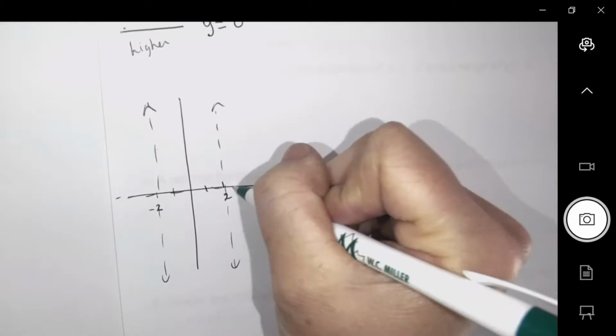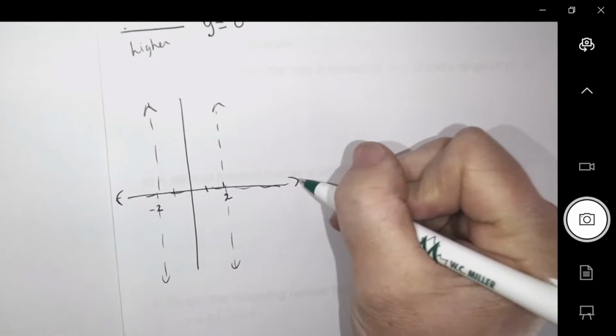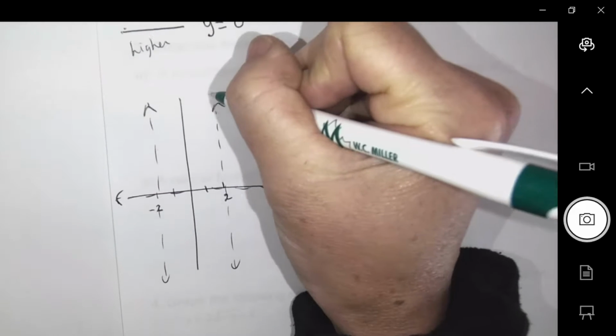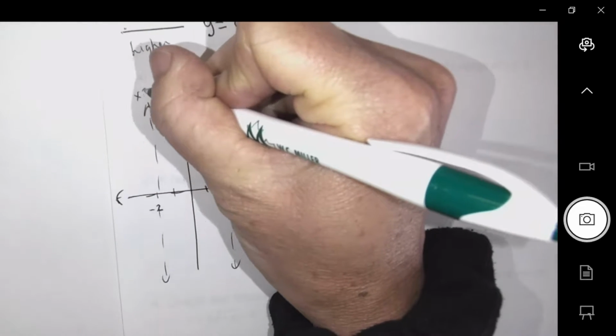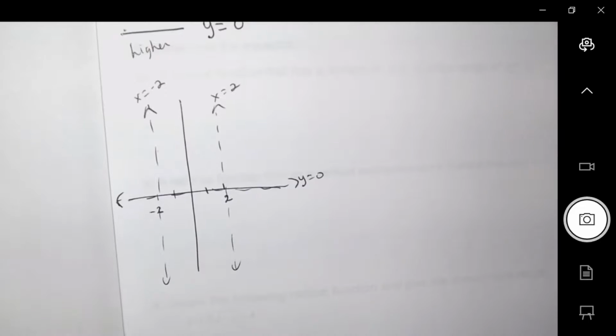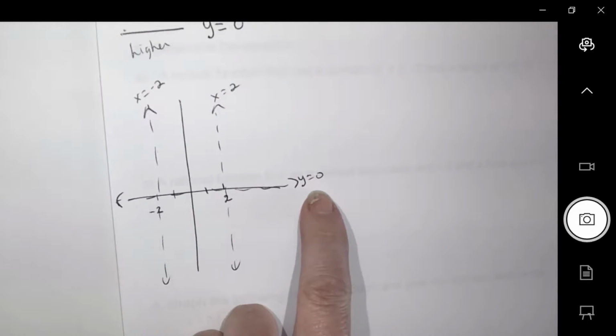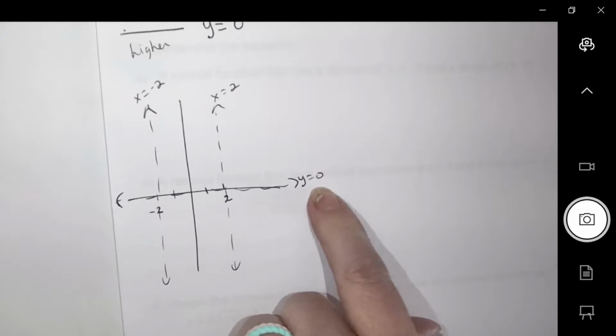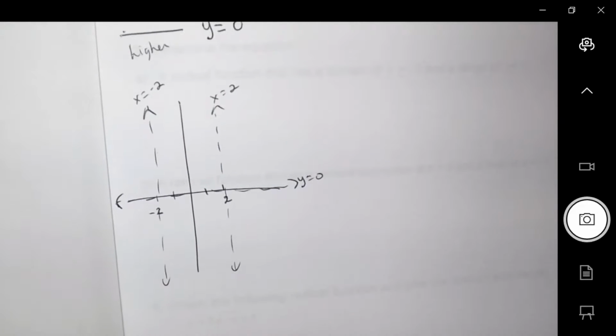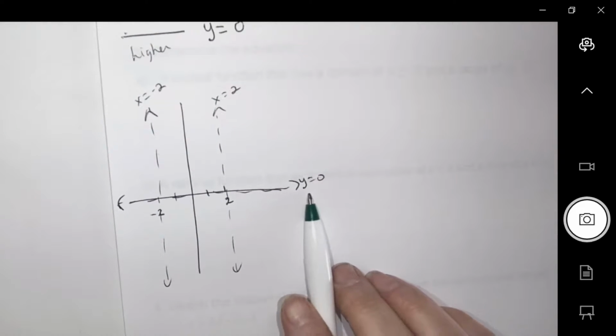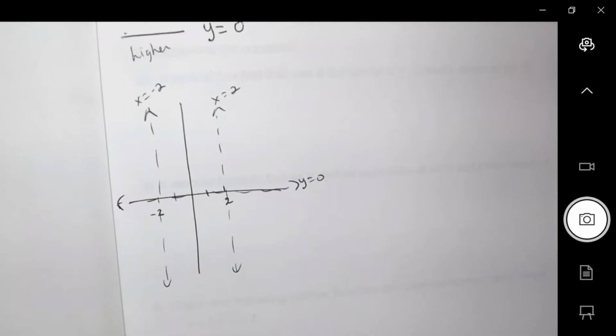And there's going to be a horizontal asymptote at 0. So if I ever said, what's the equation of your asymptotes, it'd be y equals 0. If I ever ask you those kinds of questions, this would be the equations of your asymptotes, right?